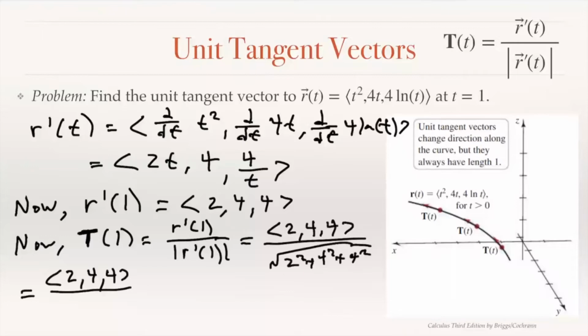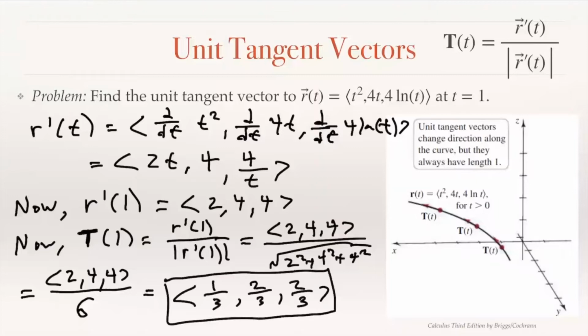Okay, and that's 4 plus 16 is 36. And the square root of 36 is 6. So a unit tangent vector there is 1/3, 2/3, 2/3. Distributing that 6.